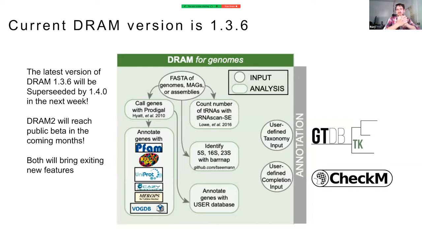So, little announcement here, there will be a new version of DRAM coming out, hopefully with a release candidate this week, and hopefully next week or the week after will be our final release of 1.4. That'll be the last release of DRAM in the 1.0 series, and we will start with our 2.0 release, hopefully with a public beta next month, which we're very excited about. And we're going to bring some exciting new features in there that's going to augment this pipeline a little and hopefully be really exciting for everyone to use. So please stay tuned for that.